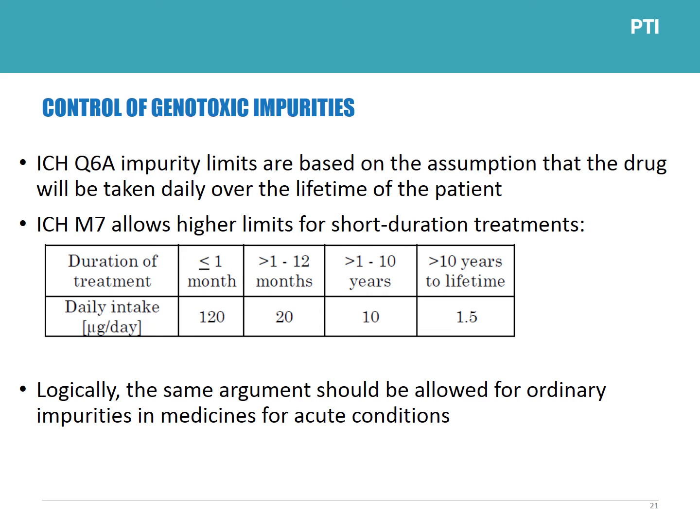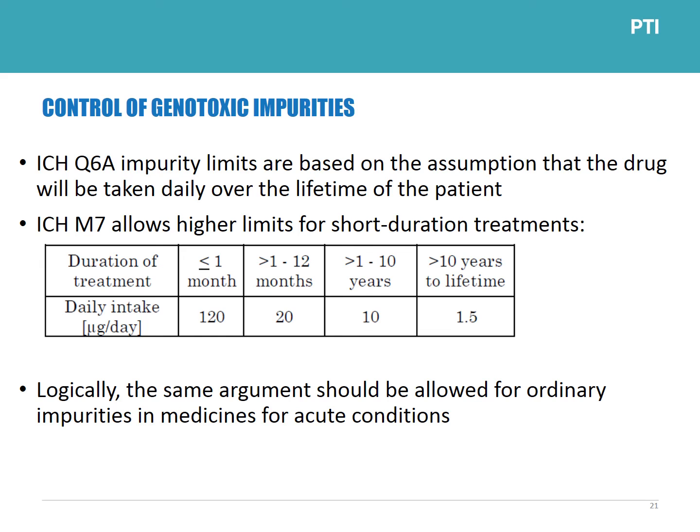Genotoxic impurities are controlled in a different way, so ICH M7 allows higher limits for short duration treatments. So if you look at that table, the limit on the right hand side, the 10-year or lifetime limit of 1.5 micrograms per day, is a toxicity based limit for whole lifetime exposures. That makes the assumption that the patient will be taking the drug throughout their lifetime. But you can see that where the duration of dosing is shorter, for example during a clinical study, we can justify a higher level for that genotoxic impurity.